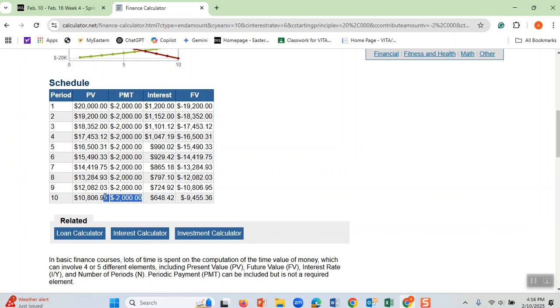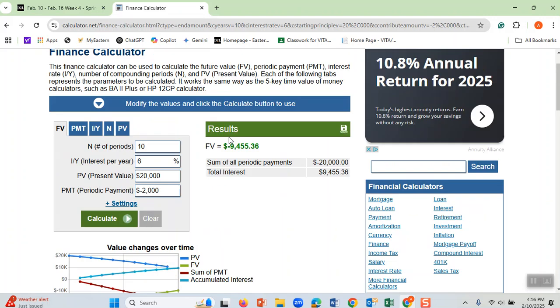When it pays $2,000, $2,648 of it goes for the principal, and Amazon still owes me $9,455, and that is known as future value. Therefore, as you all see, here N means number of periods, which is 10 years. I means interest, which is 6%, and it is annual.